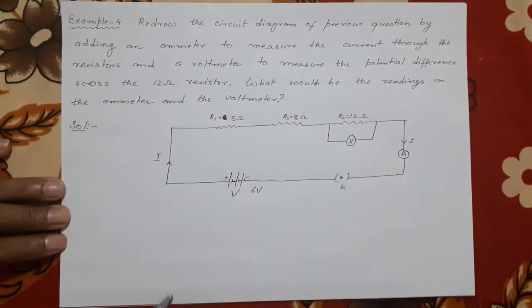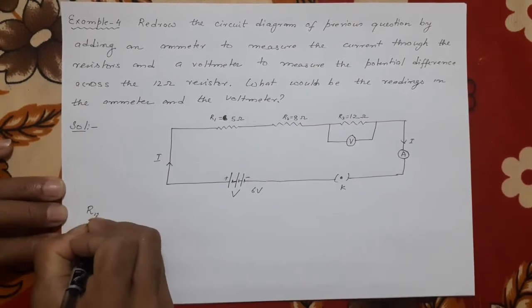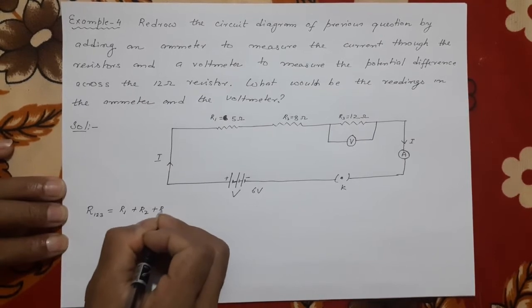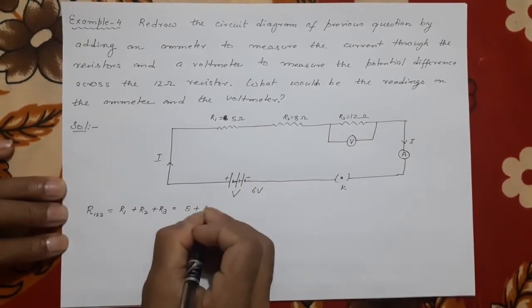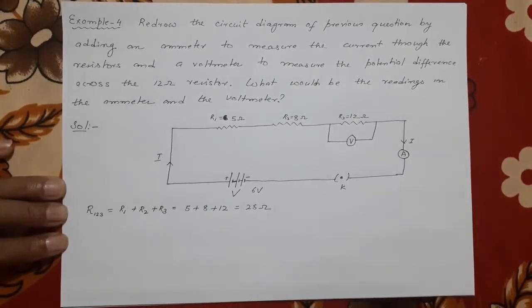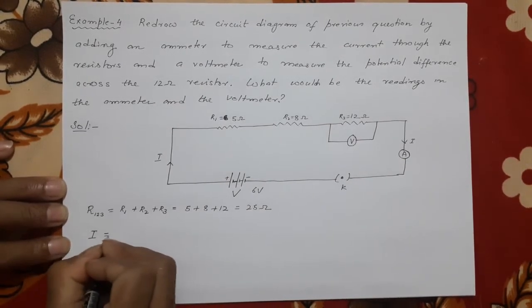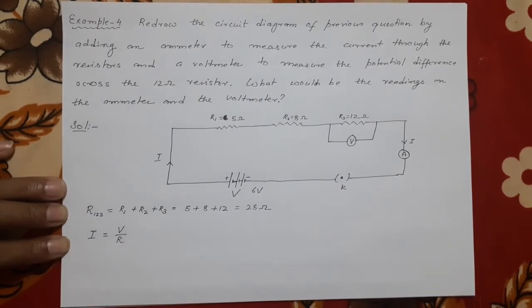For doing this we need to find the equivalent resistance first. What is the equivalent resistance? R1, 2, 3 will be R1 plus R2 plus R3. Why? Because they are connected in series. So this is 5 plus 8 plus 12 is 25 ohms. Finish. Now it is a simple question. If it is like this, then what will be the current? I will be equal to V by R. Why this? Ohm's law.